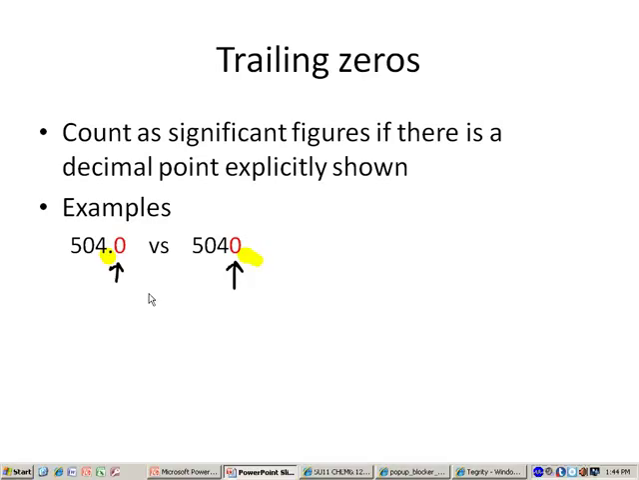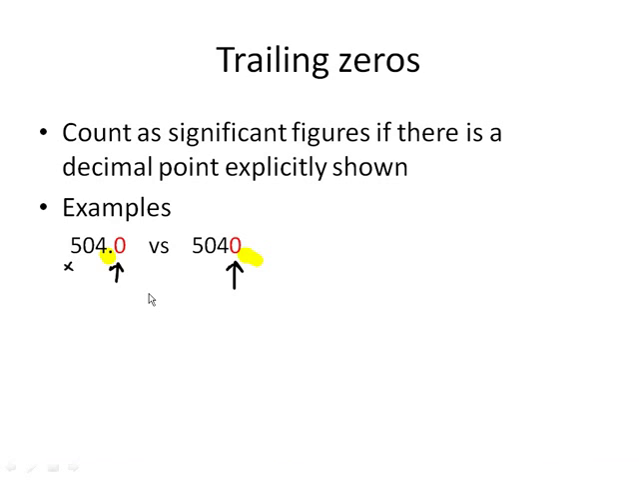that when I look at the number of significant figures in 504.0, the 5, this 0 because it's sandwiched, the 4, and that end 0 all count as significant. So 504.0 would have 4 sig figs. 5040, the 5 counts. This 0 counts because it's sandwiched between two non-zero numbers. And the 4 counts, but the 0 at the end of the number does not count. So this one only has 3.